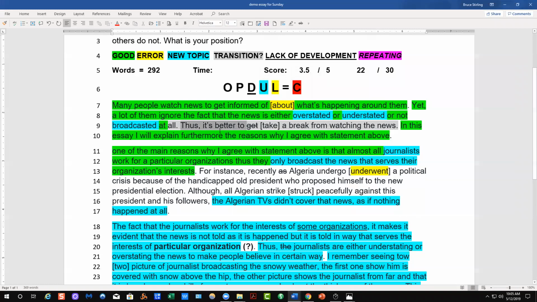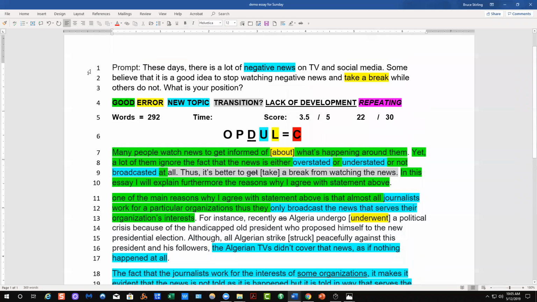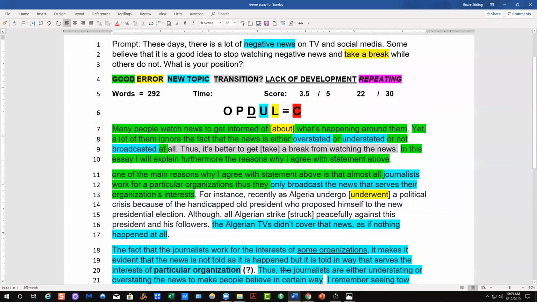Okay, so in other words, he's saying, personally, I think it's better to take a break from watching the news. In this case, you can see this is his opinion because they've made a choice, and they're about to answer that, right? But there's no development of actually taking a break.